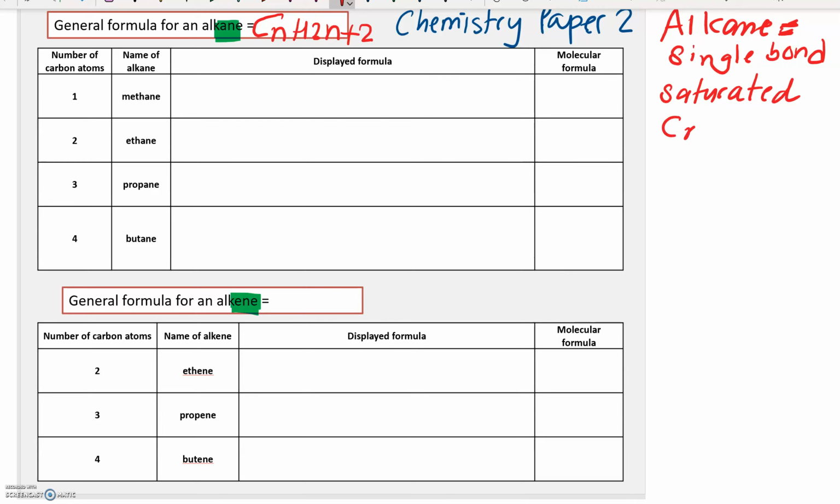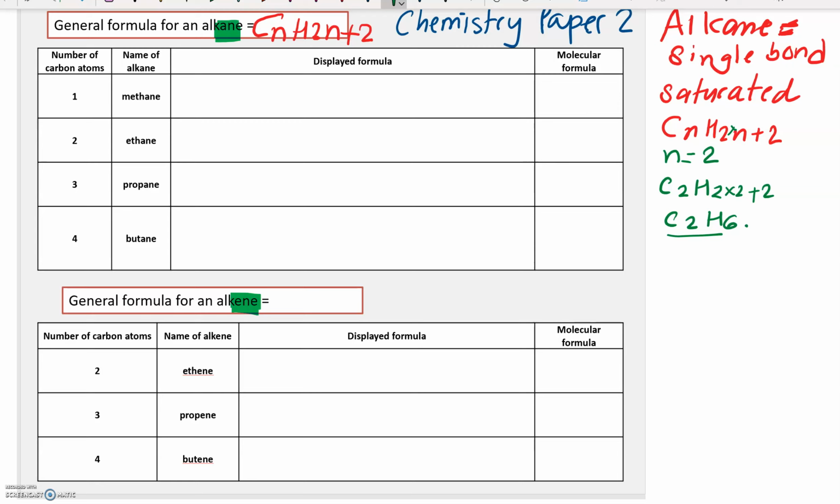So CnH2n+2, and let's say n is 2 for example. Then I have C2H. This here means multiply, so 2 times 2 plus 2. So then the formula becomes C2H(2 times 2 is 4, plus 2 is) 6. So that's how you do your calculation. And let's have a look at these.